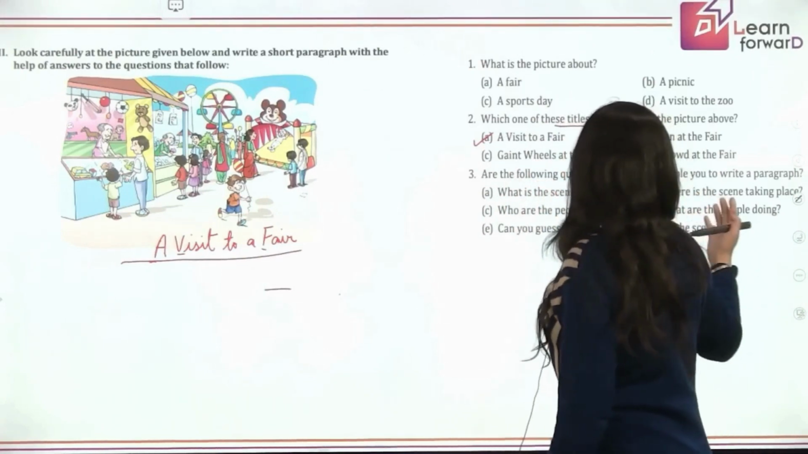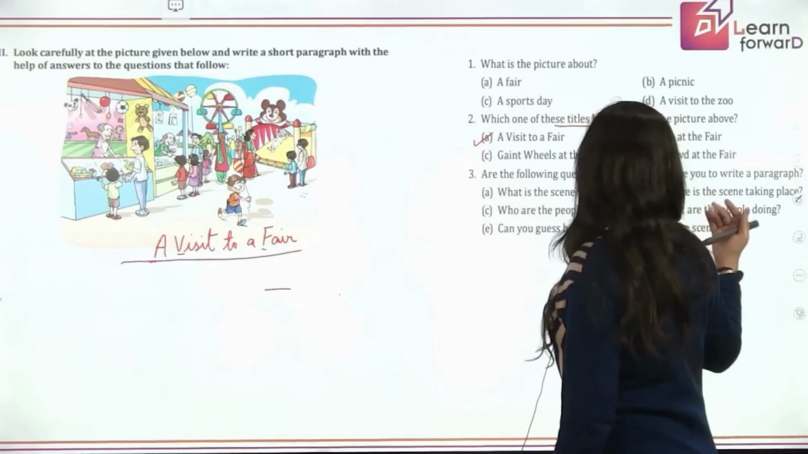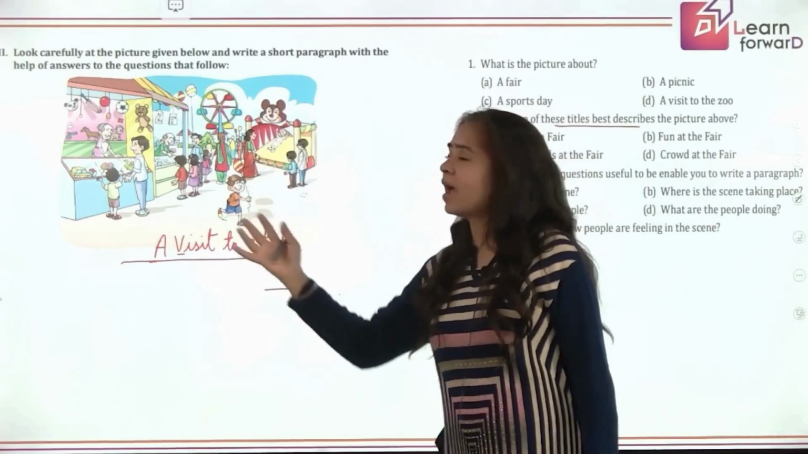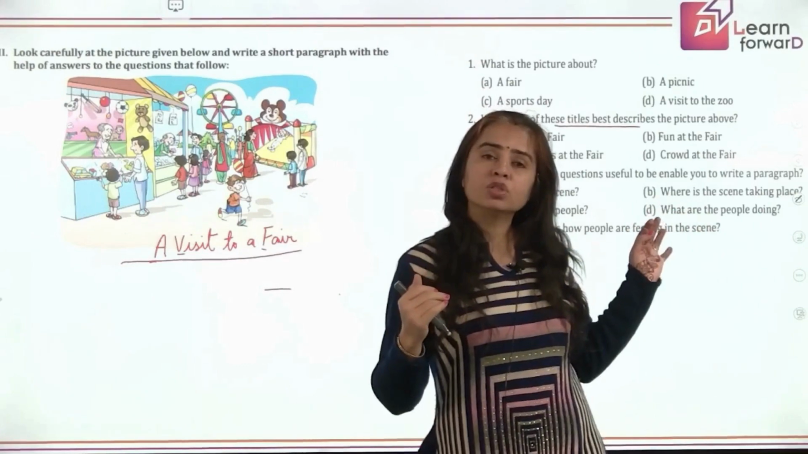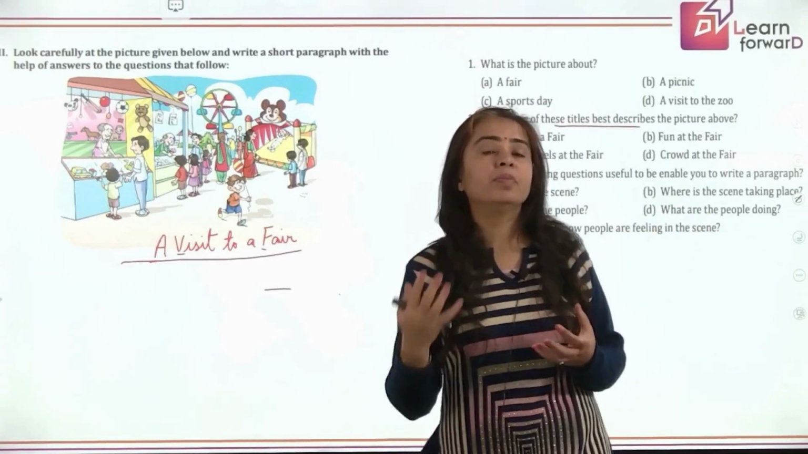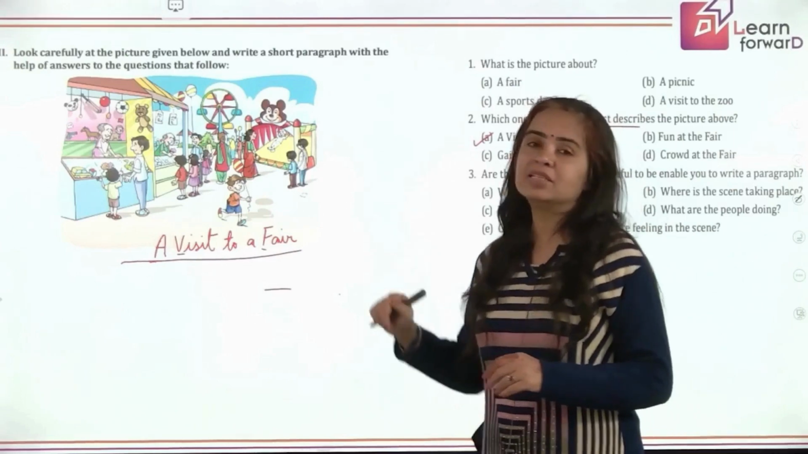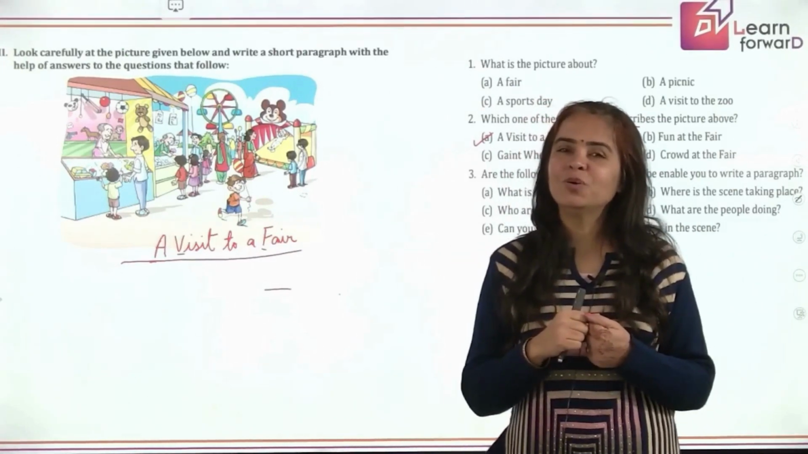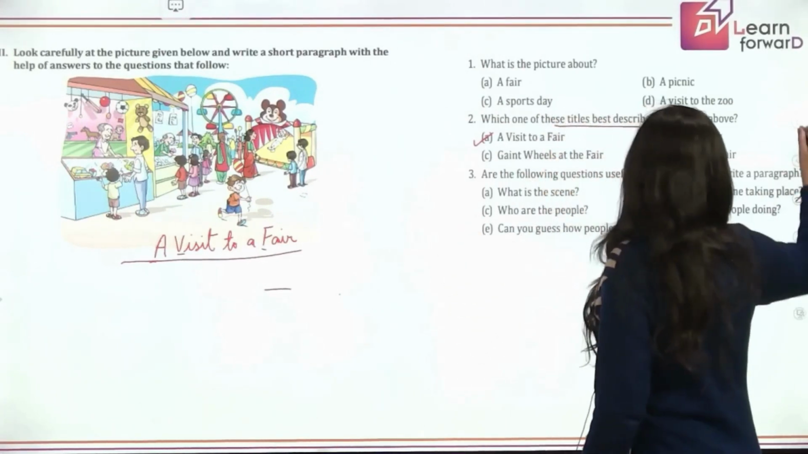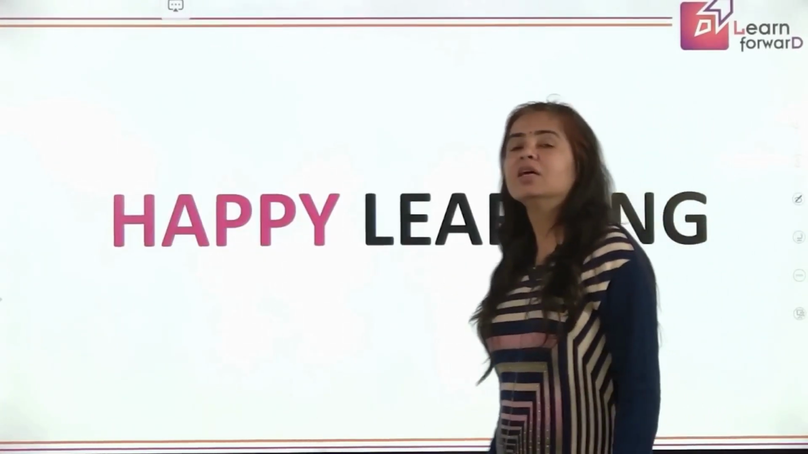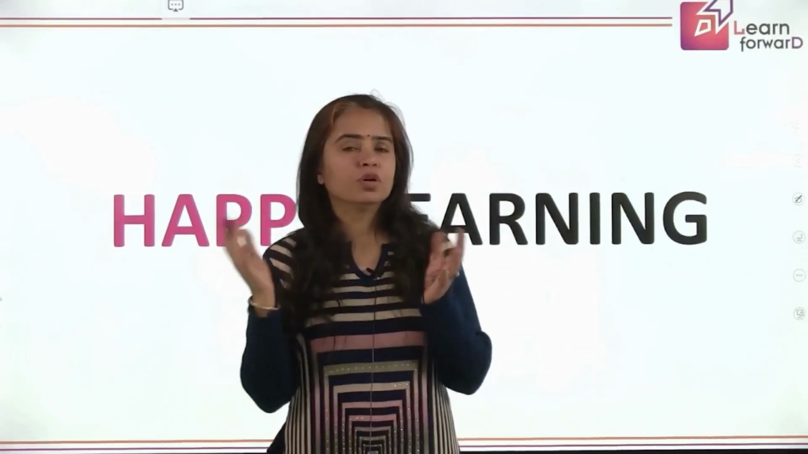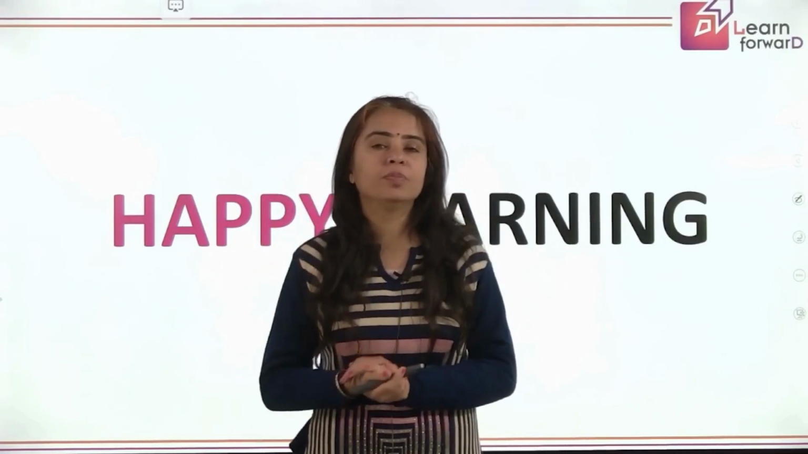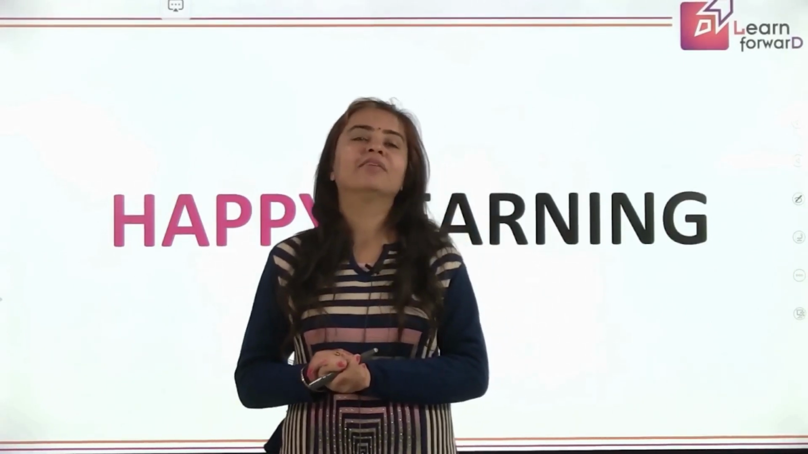What is the scene? Where is the scene taking place? Who are the people? What are the people doing? Can you guess how people are feeling in the scene? So whatever you look at in this picture, with the help of these questions, and for each question there can be multiple sentences, you can write a paragraph on this. Will you do this? Can I leave it for you? Good. So this is for you to practice and keep exploring more of the paragraphs, more of the pictures. Just come up with any picture, start writing about it. This is how we improve our picture composition and writing skills, children.